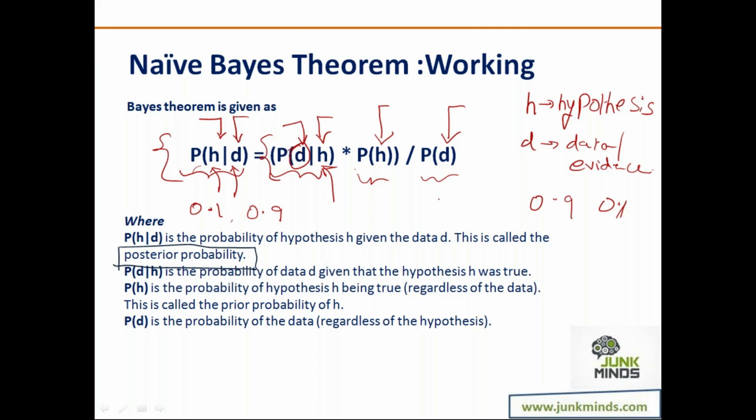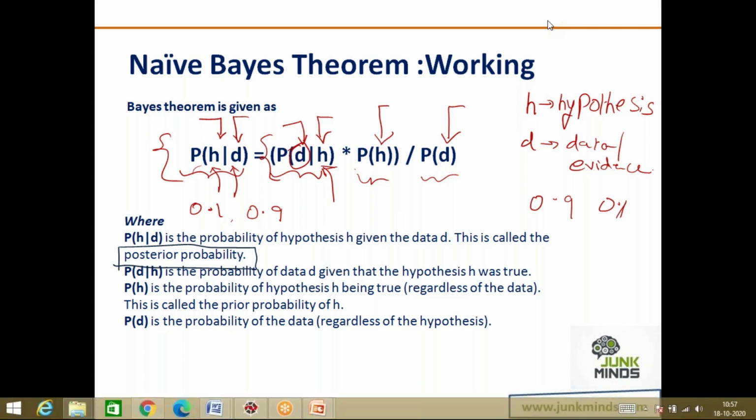So the entire naive Bayes theorem is going to be working on this formula of posterior probability. Now what I'm going to show you is, when we go for sentiment analysis, how do we calculate the posterior probability?